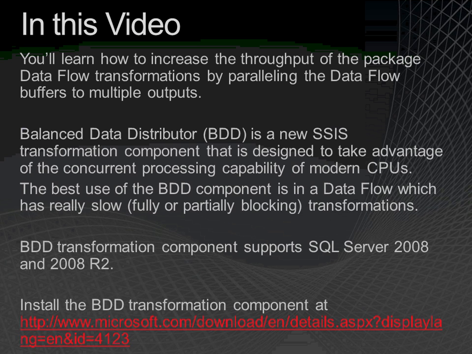This transform takes one pipeline buffer worth of rows at a time and moves it to the next output in a round-robin fashion. It works synchronously. So, if one of the downstream transforms or destinations is slower than the others, the rest of the pipeline will stall. This transform works best if all the outputs are connected to identical transforms and destinations.